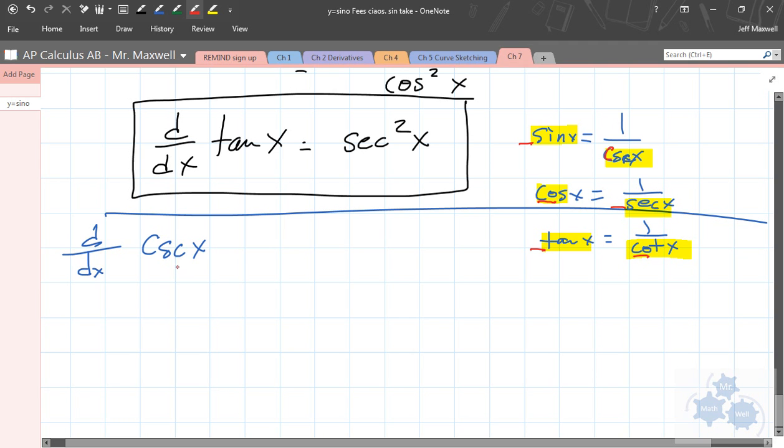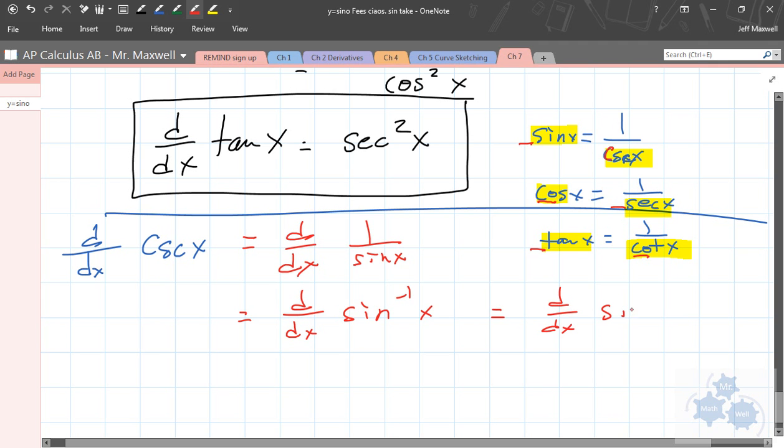All right, so we could express cosecant as the same as finding the derivative of 1 over sine x. This also could be written as sine x to the negative 1, or sine of x all to the negative 1.